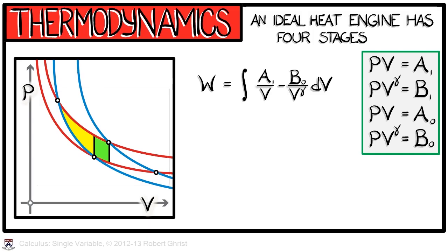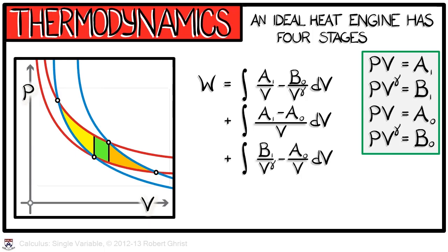The second region is between 2 isothermal curves. And that gives us A1 minus A naught over V. The third region, with a little bit of work, gives us an integrand of B1 over V to the gamma minus A naught over V. Now, none of these integrals is difficult to perform.